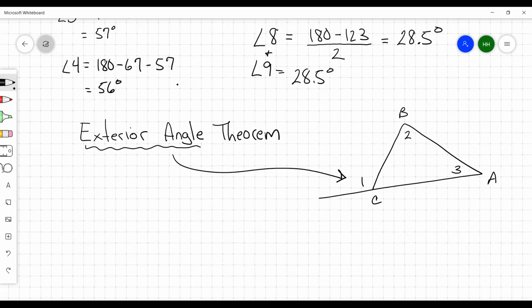Now, the theorem states that angle 1 is going to be equal to the sum of angle 2 and angle 3. The exterior angle of a triangle is equal to the sum of its remote interior angles, its far away interior angles. The measure of angle 1. Angle 1 is also going to be equal to 180 minus angle 4 right here.